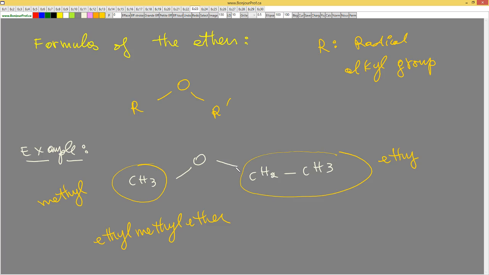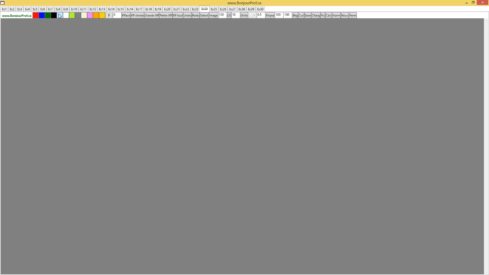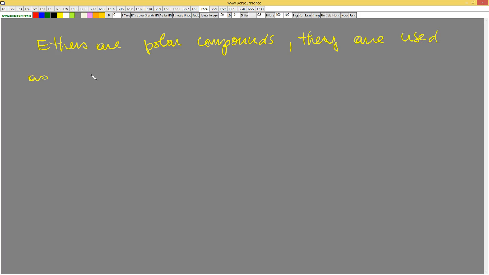So where do we use it? What are the applications of the ether? They are solvents. Ethers are polar compounds. Therefore, they are polar compounds, and they are used as solvents.